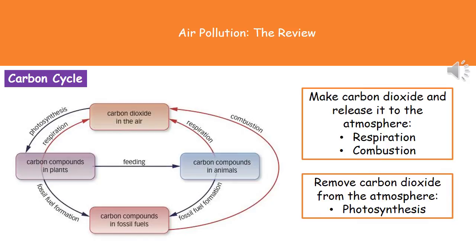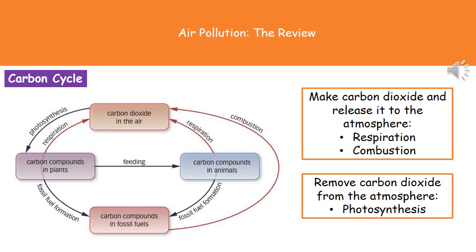So first thing we're going to look at here then is this whole thing called the carbon cycle. What we're really looking at here is what happens to carbon on Earth. We need to remember a couple of key things which I've summarised in the box to the right for you. The first one is what processes make carbon dioxide and release it into the atmosphere. And we've got two to remember there: respiration and combustion.